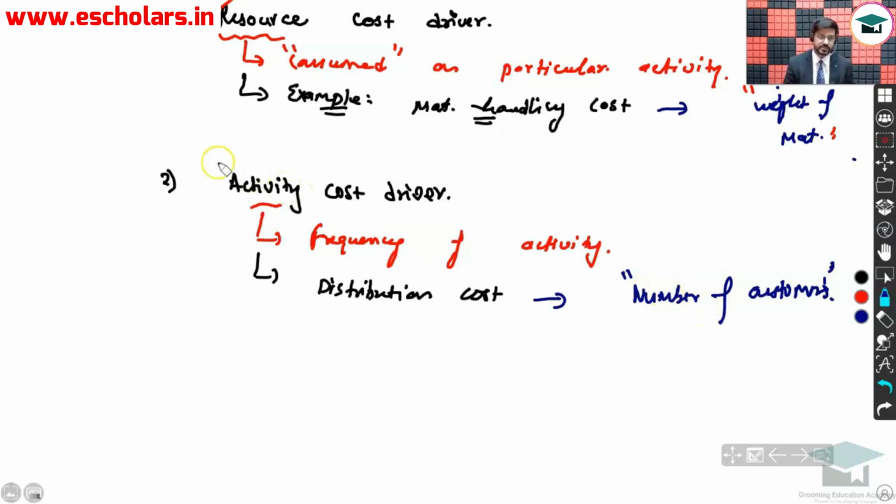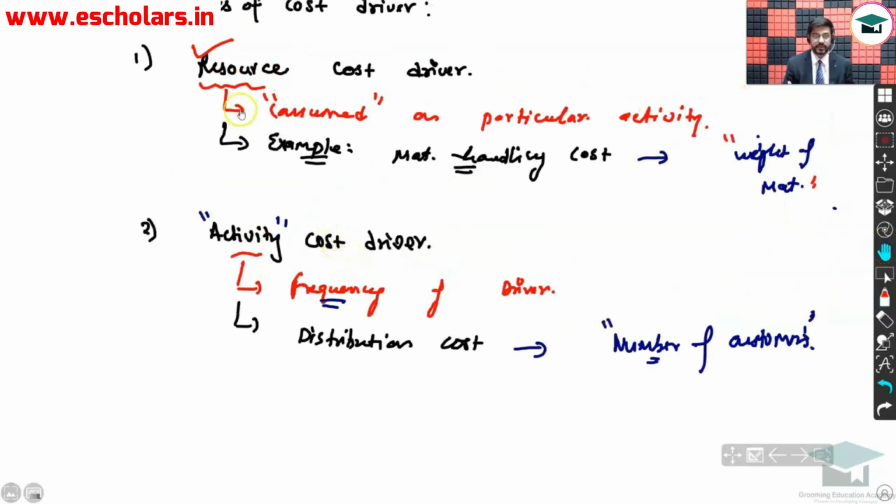This number of customers is your cost driver, and it is an activity cost driver, because here the number is given, the frequency of this driver is given. Let me change it here. This is not frequency of activity, this is frequency of driver. So what is the difference between resource cost driver and activity cost driver? In resource cost driver, the cost drivers will have the resources. We will see how much resources we are consuming, like weight of material. In case of activity cost driver, what we will see is the frequency, the counting, the number of the driver. That is the main difference.